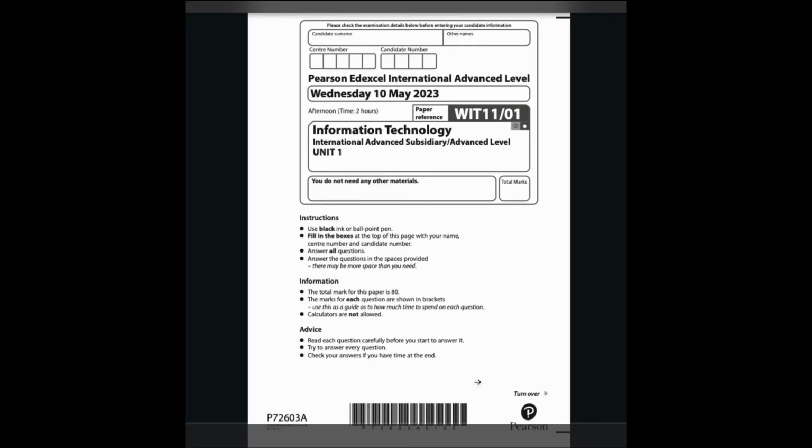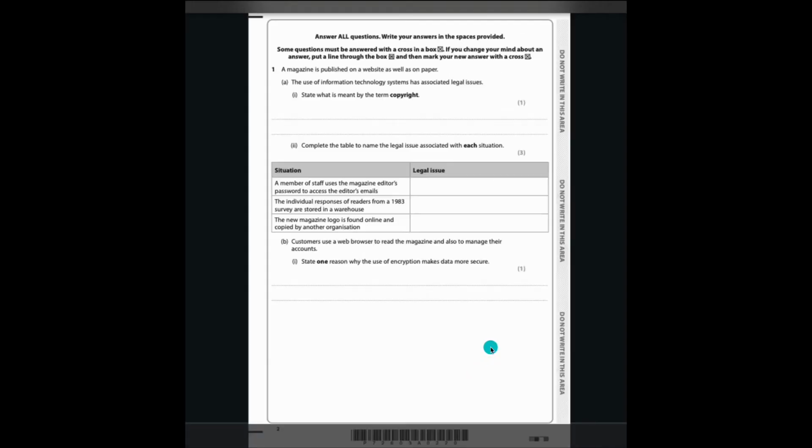Everyone. So today I'm going to solve May 2023, which is Edexcel IAL IT Unit 1. So move to question 1, which is: a magazine is published on a website as well as on paper. The use of information technology systems has associated legal issues.